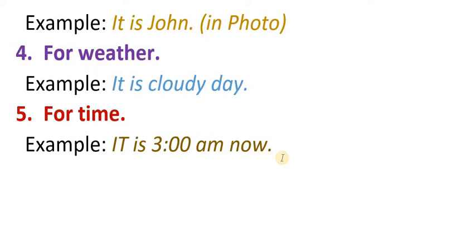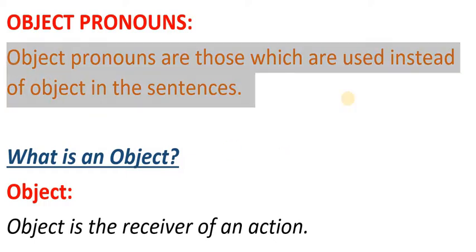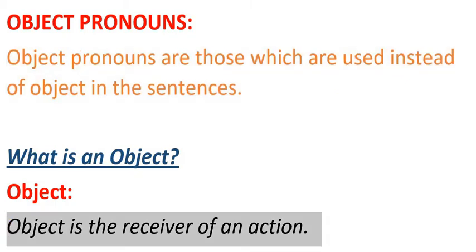Now let's go to our main topic, which is object pronoun. Before we go for anything else, we're going to know the definition. Object pronouns are those which are used instead of an object in a sentence. There might be a question in your mind: what is an object? Here's the definition. Object is the receiver of an action. Subject is the doer of an action. It means he does the action, and whoever receives the action, that is the object.